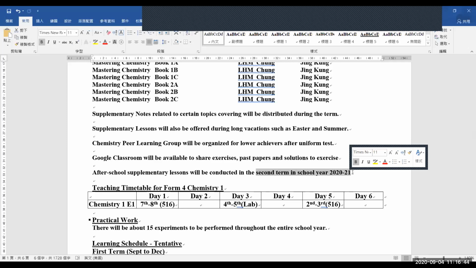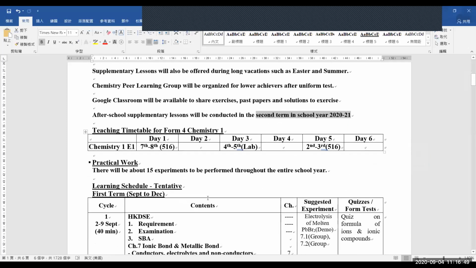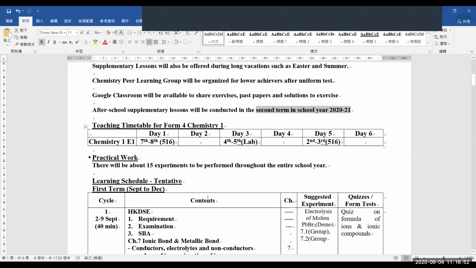So for the timetable, second is the timetable. Chem 1 will have got 4A and 4B classes. So we will have day 1, day 3, and day 5, all in double lessons. And in day 3, you will have a chance to go to the chemistry lab in case you have face-to-face lessons. For the other double lessons, mostly they will be held in the classroom. But of course, if we can have face-to-face lessons, I will try my best to have a very small lab section.